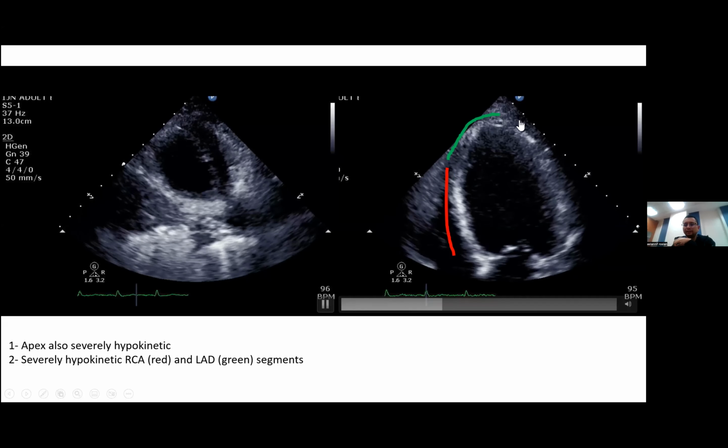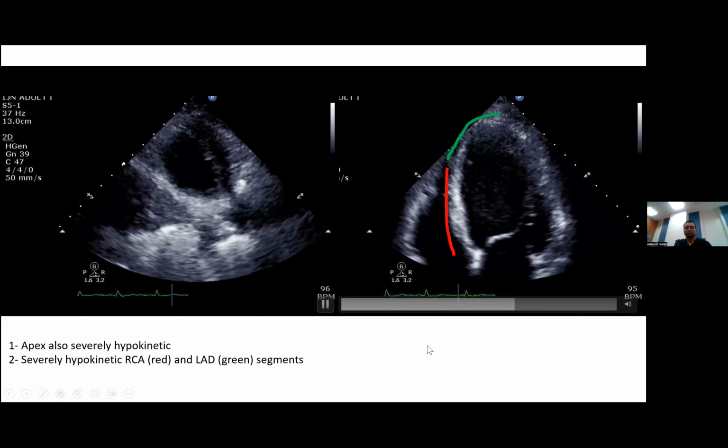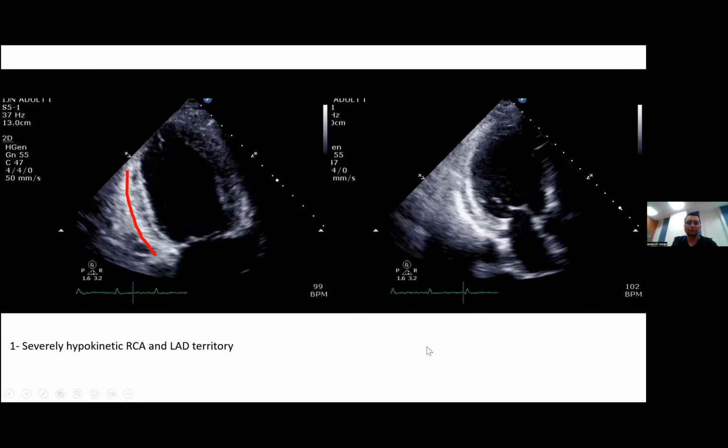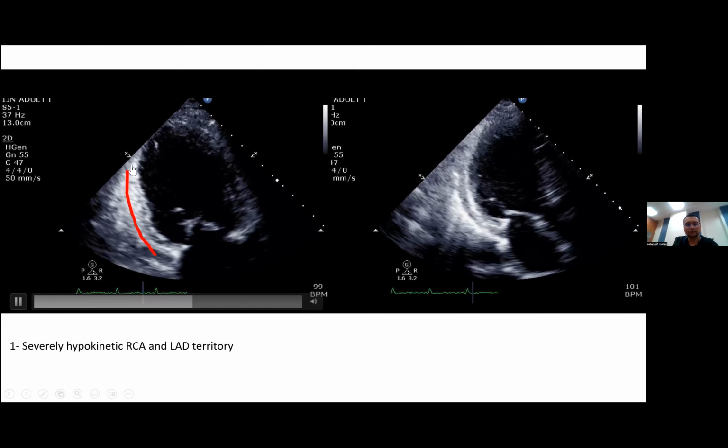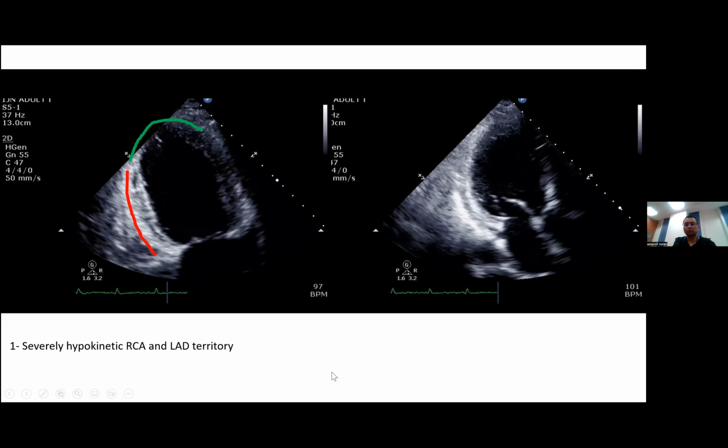And this green is the area supplied by the left anterior descending artery. Again, you can see the two-chamber view that shows hypokinetic RCA territory and also LAD territory.